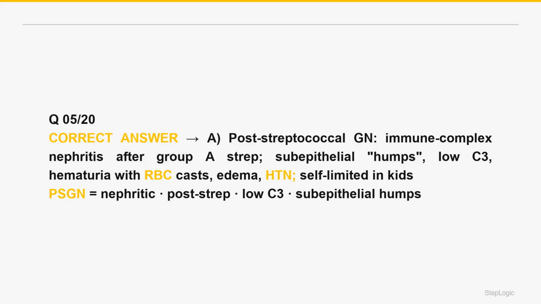The presentation is the nephritic picture: cola-colored urine from hematuria, red blood cell casts, mild proteinuria, periorbital edema, and hypertension from salt and water retention. Light microscopy shows hypercellular glomeruli. Immunofluorescence shows a granular starry sky pattern, and electron microscopy shows the characteristic subepithelial humps. In children, it is usually self-limited with supportive care and good recovery. Adults do worse. The immune complex nephritic syndrome with low C3 and subepithelial humps after strep is post-streptococcal glomerulonephritis.